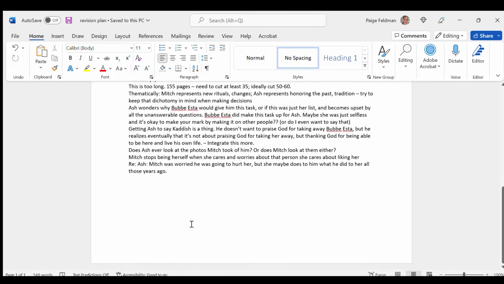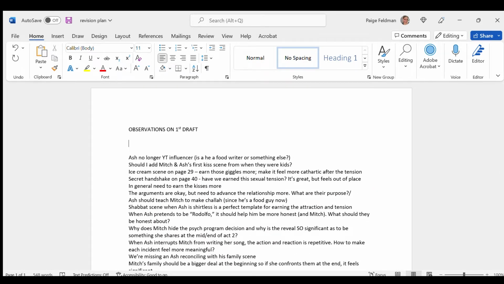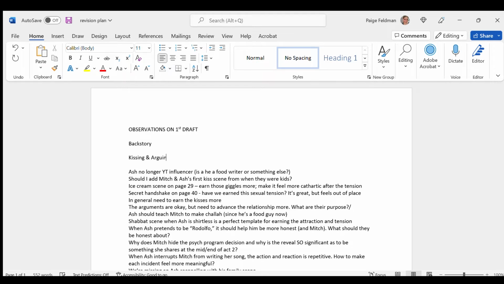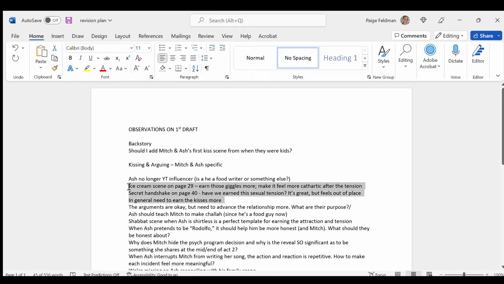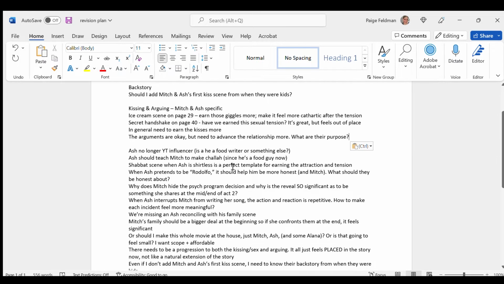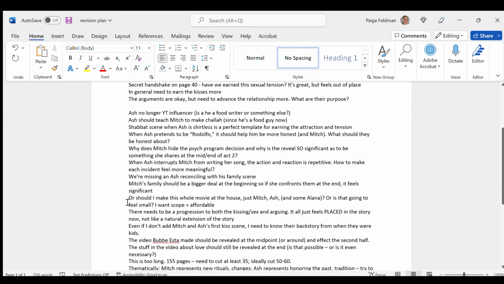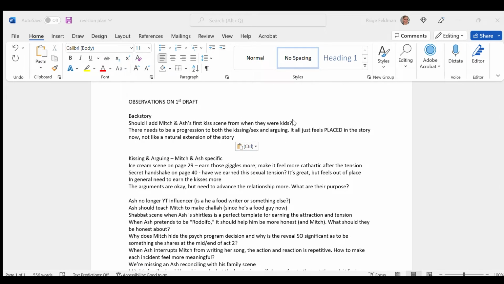Step three, now that I have this massive list of questions and concerns, is to make it feel less overwhelming by grouping all these items into categories. The best way to figure out what categories to create is to first recall which types of concerns you felt you noted the most. I immediately remembered that I mentioned backstory and kissing and arguing multiple times, so I created those headers, then scanned through my list and cut and pasted all the times I mentioned either of those things into their proper category.